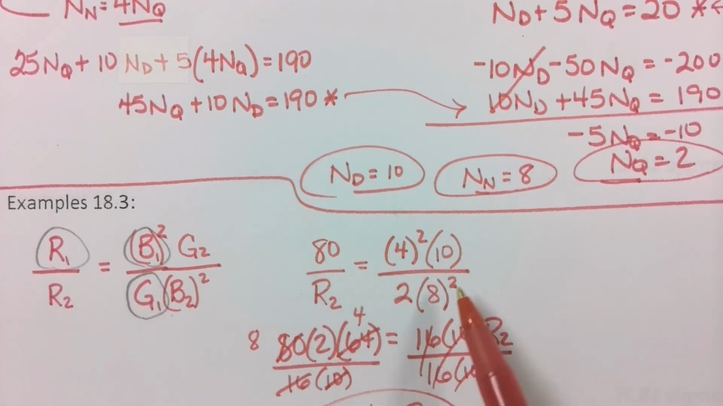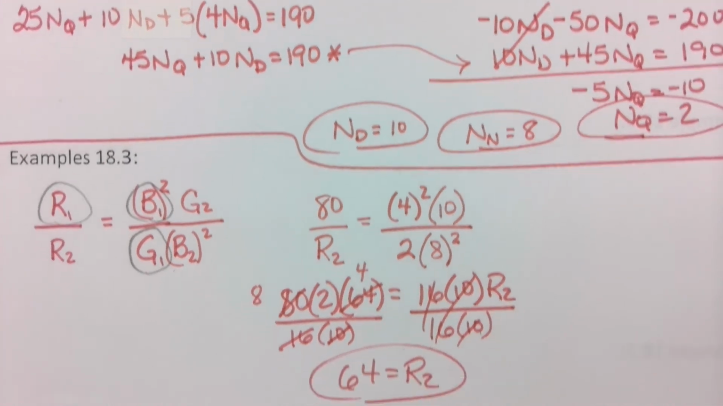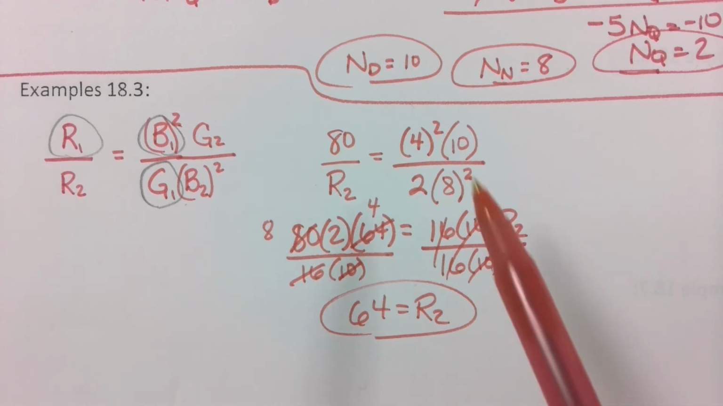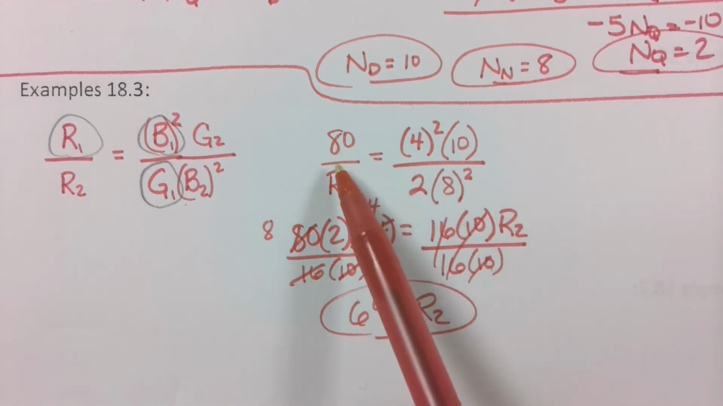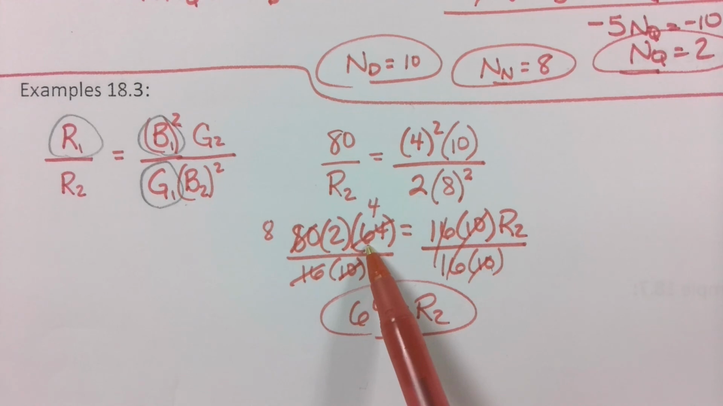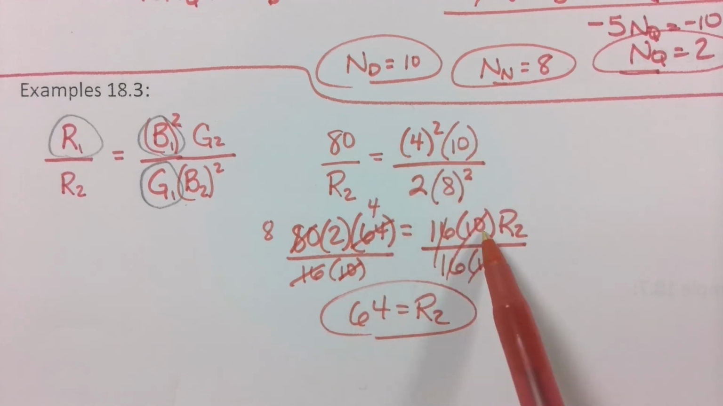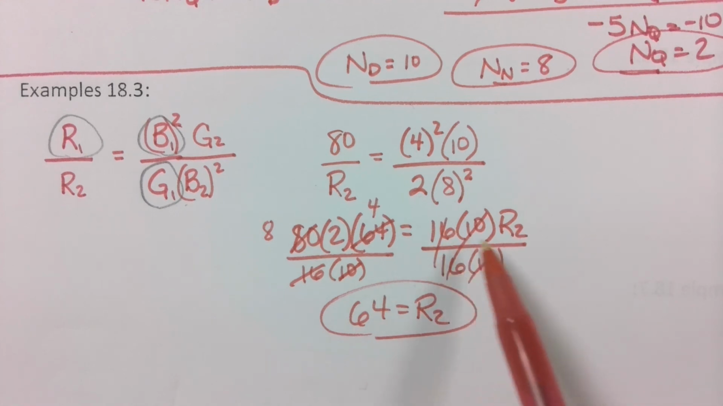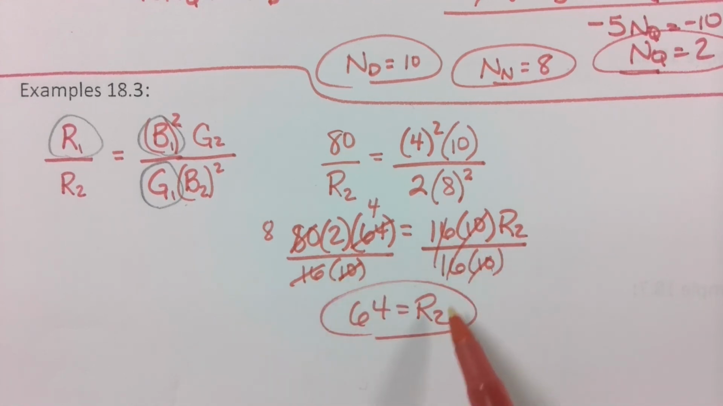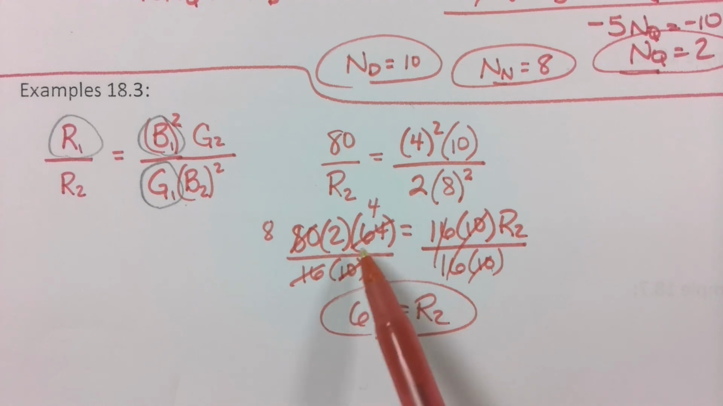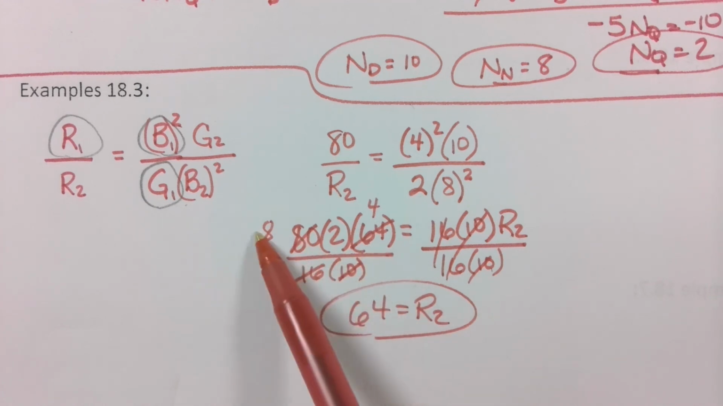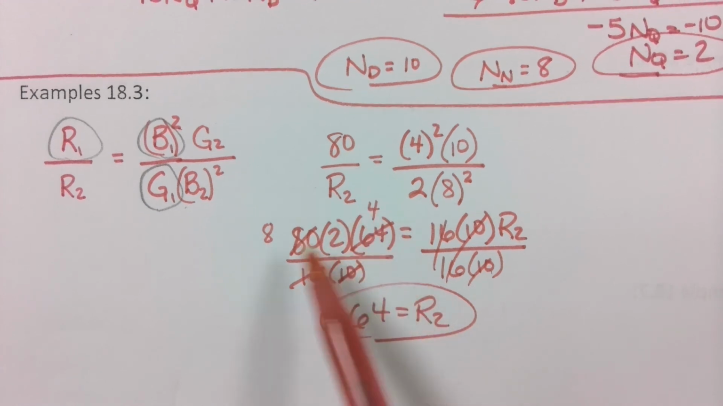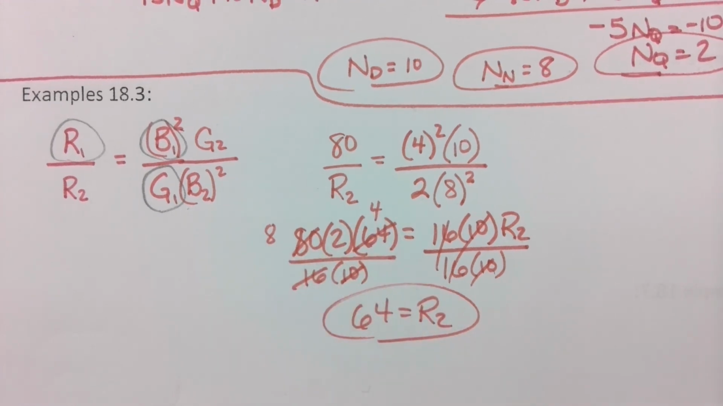You can see that this now becomes an easy problem to solve because it's just simply cross multiplication. I didn't multiply everything out. I just said 80 times 2 times 64, and then this is 16 times 10 times r sub 2. I know I want to solve for r sub 2, so I'm going to divide both sides by 16 and by 10. That made it really easy to simplify because 10 goes into 80 8 times, and 16 goes into 64 4 times. So that's 8 times 8, which is 64.